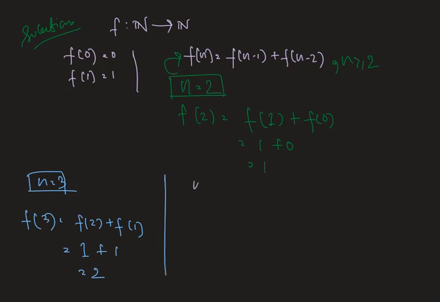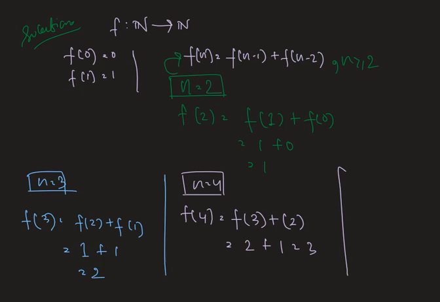अब हम n इक्वल्स टू 4 की वैल्यू जो है वो निकालते हैं। n = 4, therefore we get f(4) = f(3) + f(2), where f(3) is 2 and f(2) is 1, which results in 3. Now let's take n = 5, which results in f(5) = f(4) + f(3). Now the value of f(4) is 3 and f(3) is 2, which results in 5.